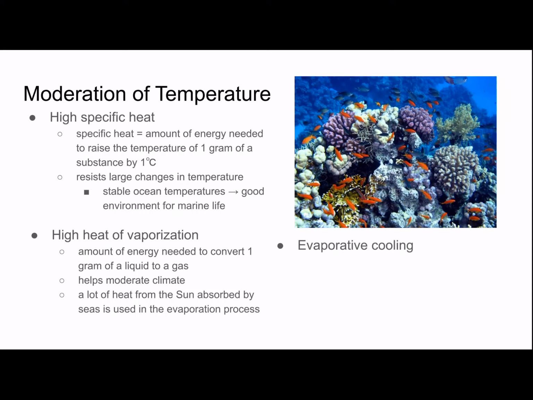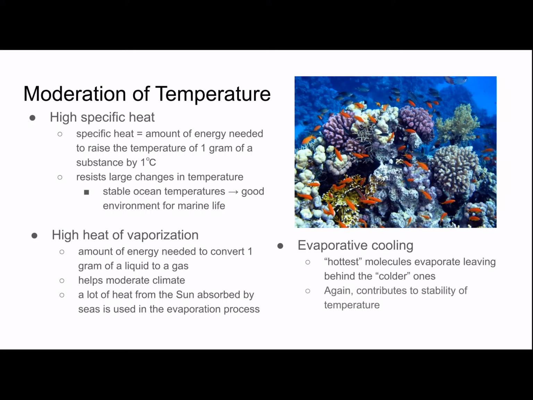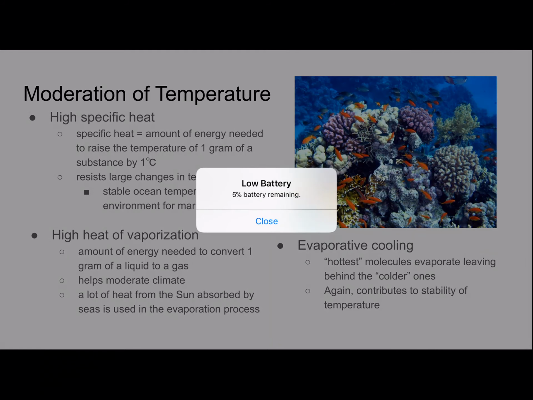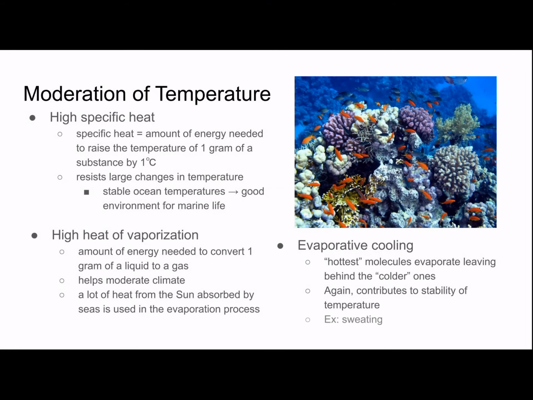And it also has evaporative cooling. So basically, evaporative cooling means that the hottest molecules evaporate first, right? Leaving behind the colder ones. So again, this is contributing to the stability of temperature. And an example of this is sweating, right? When you've done, let's say, exercise and you're really hot, your body sweats, and that sweating will cool you down.